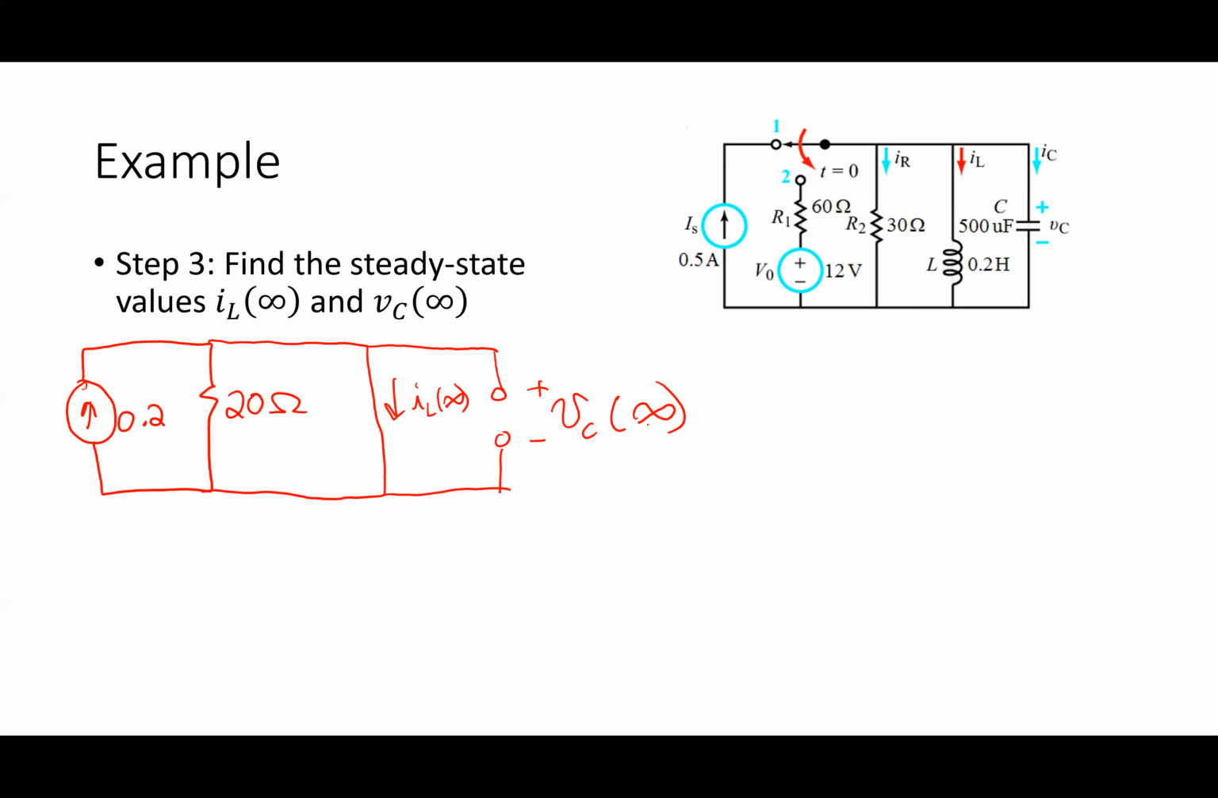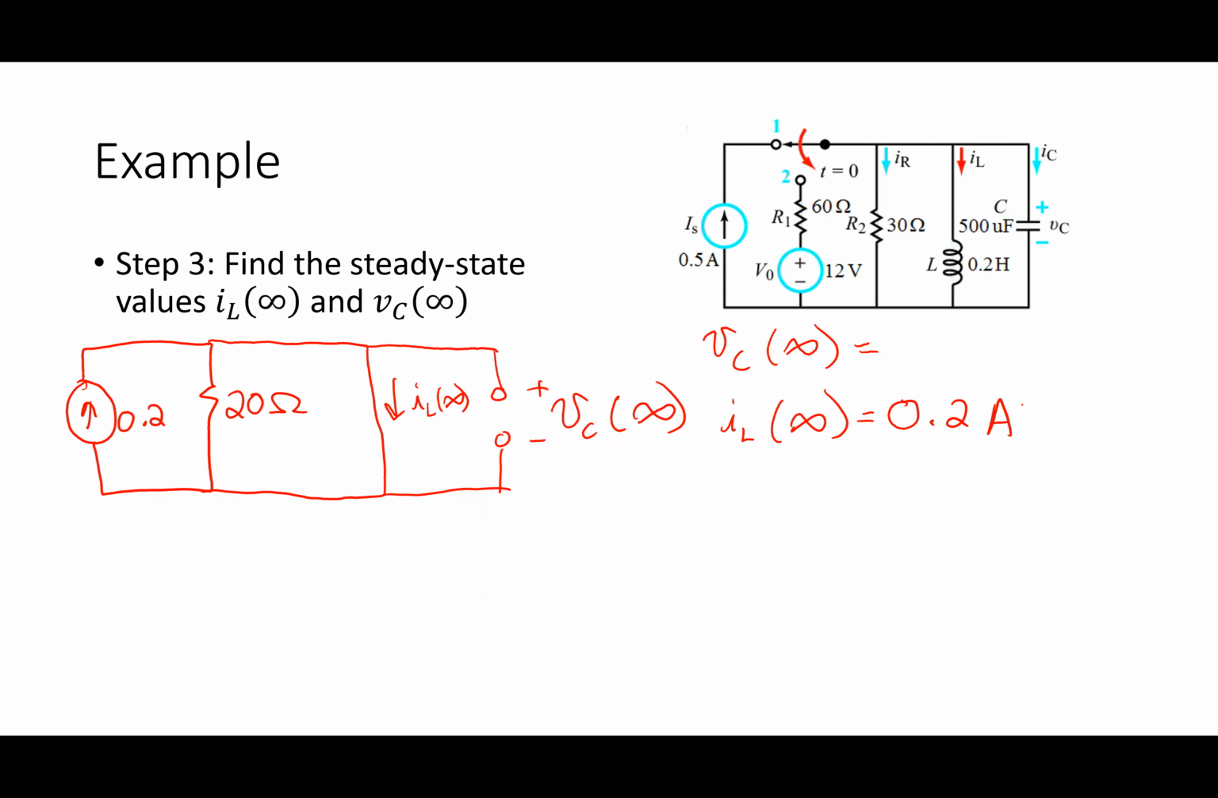Now, looking at that circuit, what does VC of infinity have to be? It'd be equal to the voltage across the 20 ohm resistor. So let's start first with what IL of infinity is equal to. Wouldn't that be 0.2? It's going to short the resistor. 0.2 amps, right?